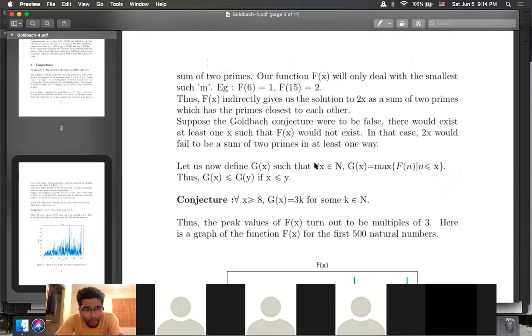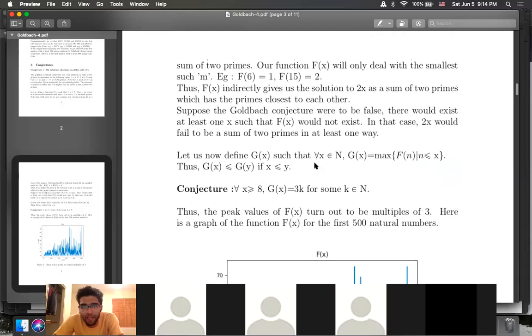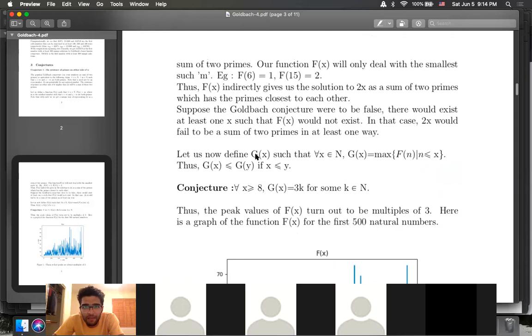How do I define these peaks and how can I study them in a better way? I define another function g to keep track of them. So what is this g of x doing? g of x will give you the maximum value of f of x for all x smaller than your number. Suppose I was defining g of 20, it will look at f of 1, f of 2, f of 3, f of 4, all the way up to f of 20, and it will tell which had the highest f of x value. That will be g of 20.